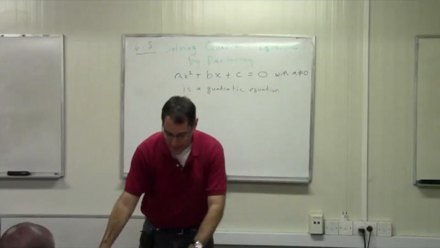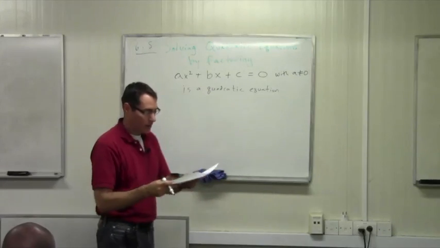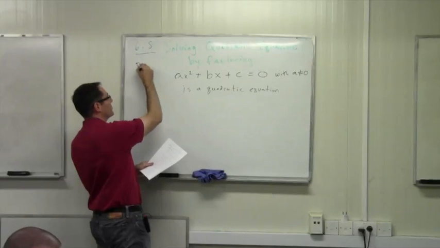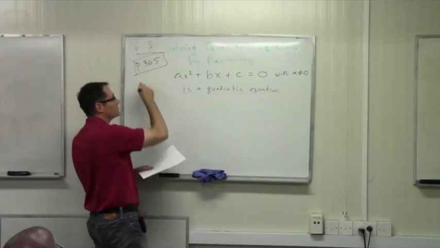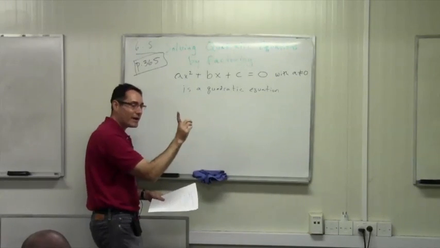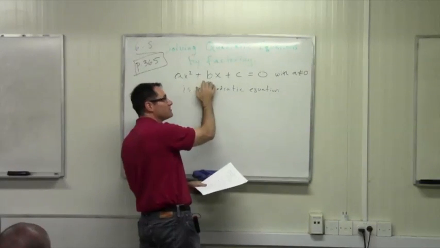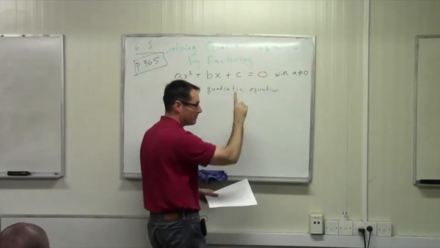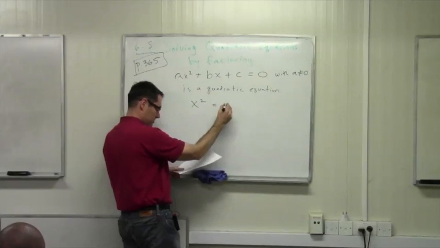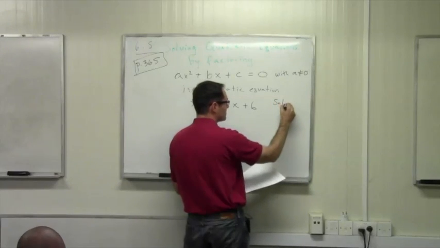Now, what we have to do is practice some of this solving of quadratic equations. There is a list of steps on page 365 in your book, if you want to look at those. Obviously, you don't have to now. But let's try an example. Keep in mind, the form of this equation is ax squared plus bx plus c equals 0. That's the important part. So if I gave you x squared equals negative x plus 6, and I said solve for x.